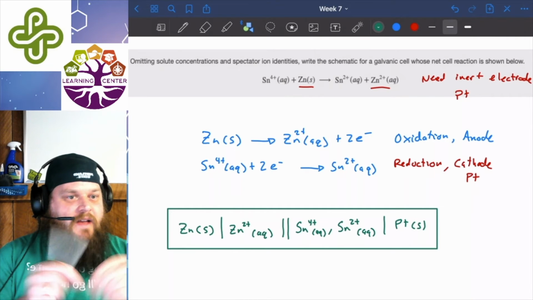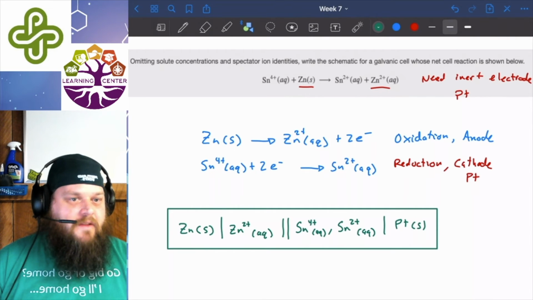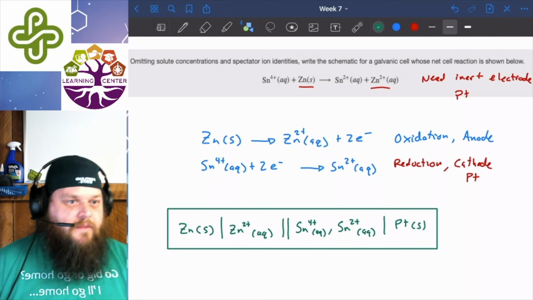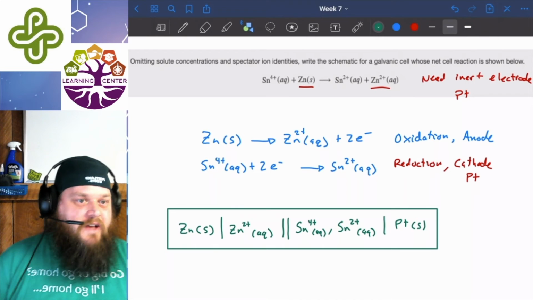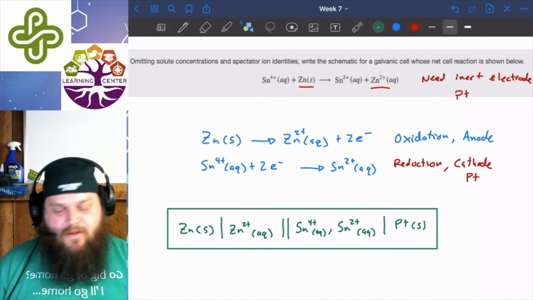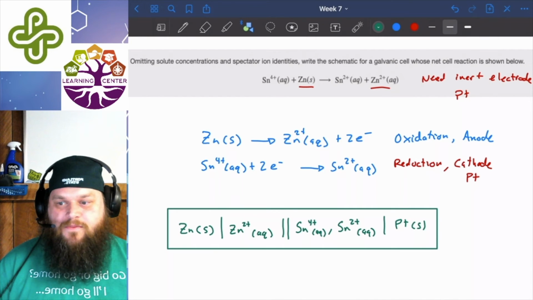And we just need to add that salt bridge to add the right counterbalance for things and figure out the right solutions to make for it. But a lot of those are just your spectator ions. They're not the actual reaction that's going on, so we don't mention them here in the notation.